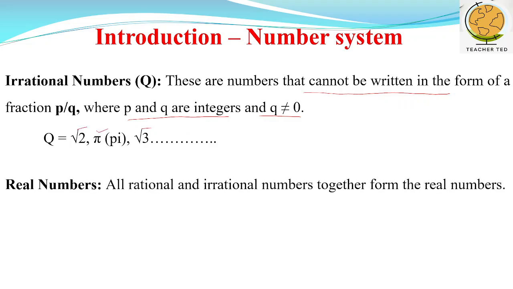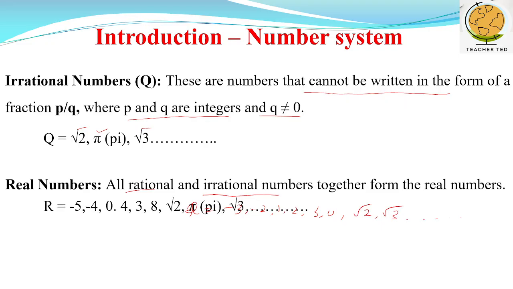So the next category is real numbers. All rational and irrational numbers together form the real numbers. So real numbers are represented by the letter R, and examples include negative integers, positive integers, 0, and irrational numbers, combined and referred to as real numbers. I hope you understood the types of numbers.